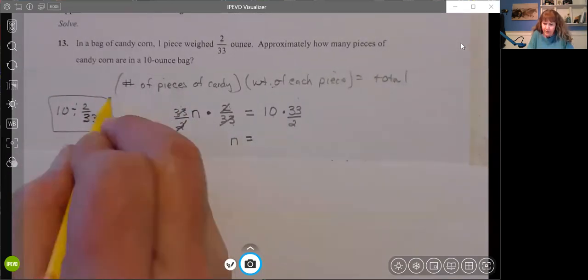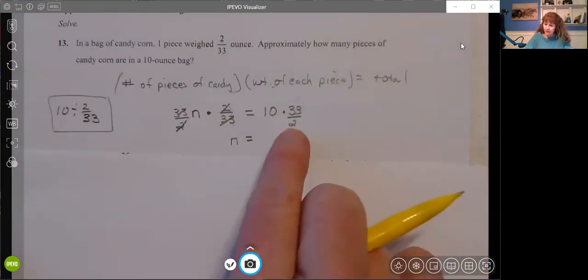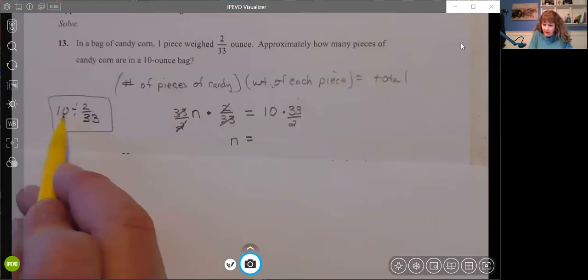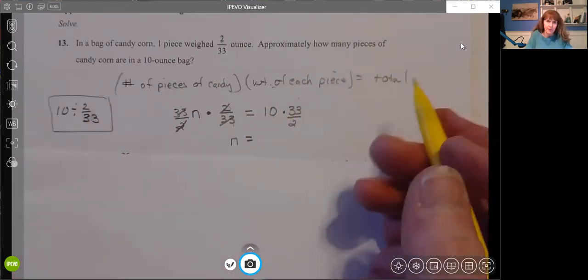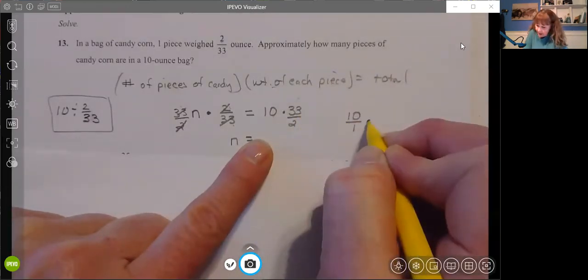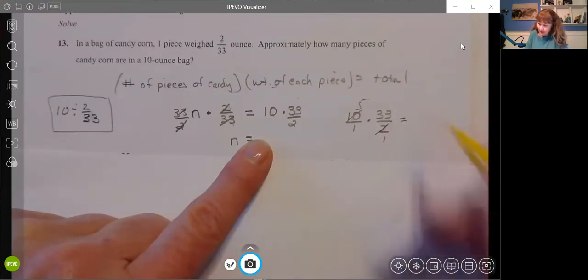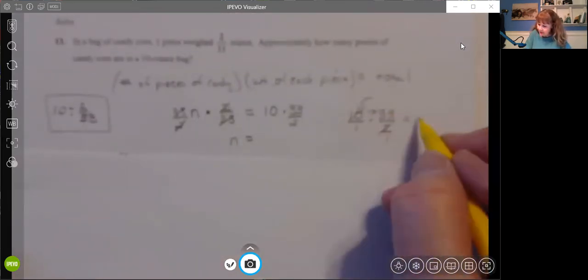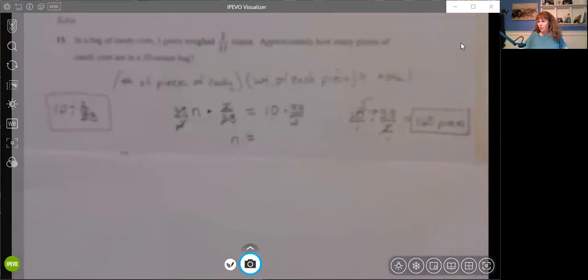Some of you may have started here with a division, but if you had the equation to solve it, it's the same thing, because this is a copy dot flip. So you end up in the same spot. Now I'm going to take 10 over 1 times 33 over 2. Reduce, then multiply across, and you come up with 165 pieces of candy is what you're going to need.